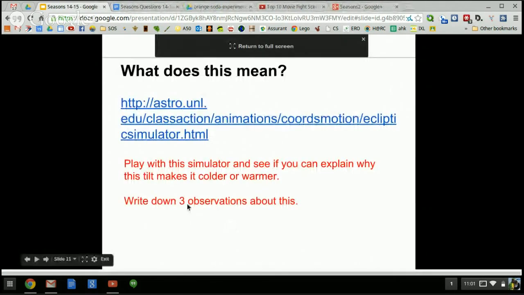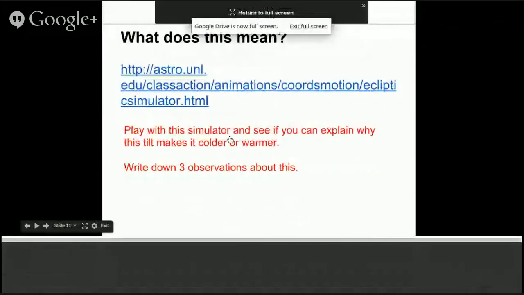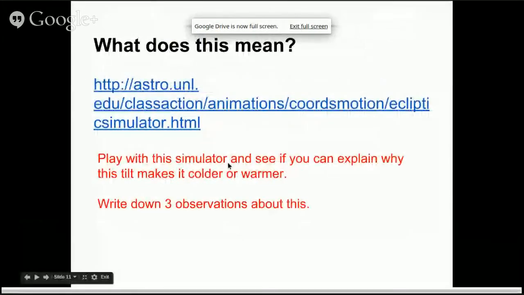Please write down 3 observations from this simulator that you play with. And tell us why it gets warmer or colder from that simulation. Go ahead and pause it.